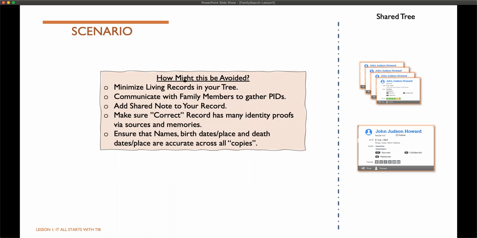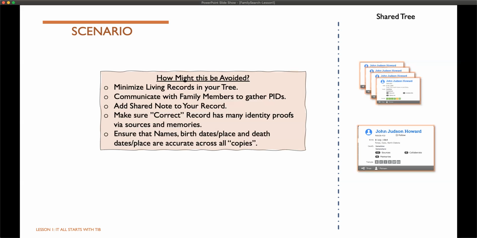If you're like me, I tend to want to make it look complete just because that's the way my brain works. But that is one option. You can minimize the living records. One of the things too is communicate with the other family members, right? Have them note in their copy your PID number, for instance, so that they could then go in and merge their record into the actual record. And we'll talk about merging in the future. You can also add a shared note to the record.